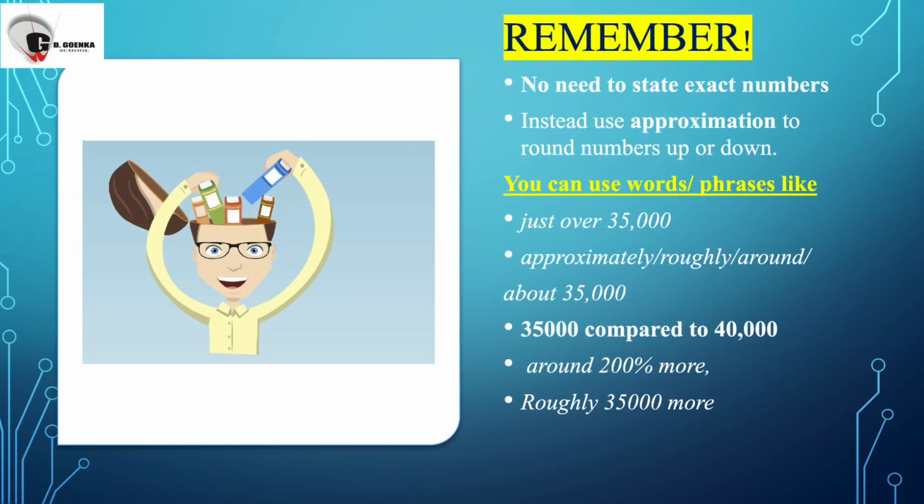Also remember that in written reports, we don't normally describe statistics using exact numbers, as this can be very boring and distracting for the reader. Instead, we use approximation to round numbers up or down. You can use words and phrases like just over 35,000, approximately or roughly 35,000, or about 35,000, around 200% more. So exact statistics you don't need to state. Instead, on the basis of your analysis, you can just state the statistics or the number or amount or percentage.